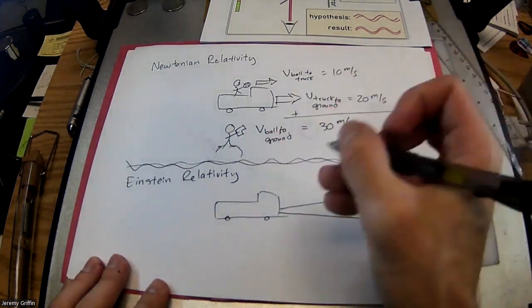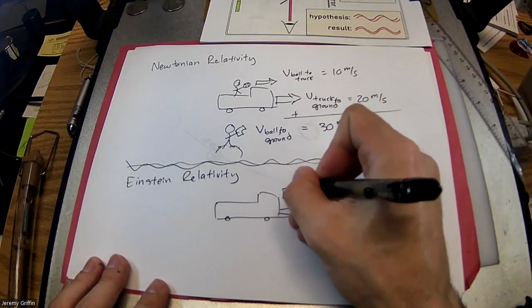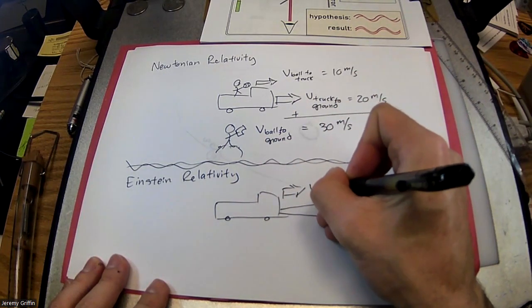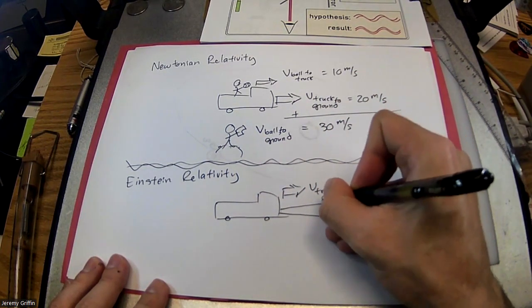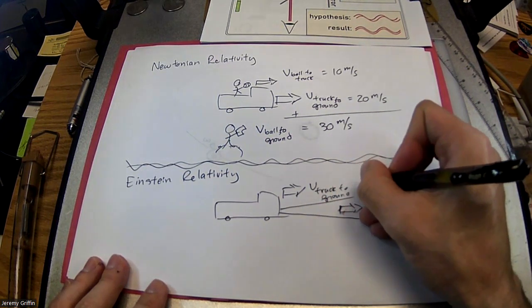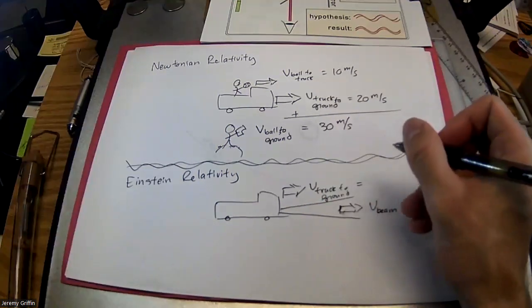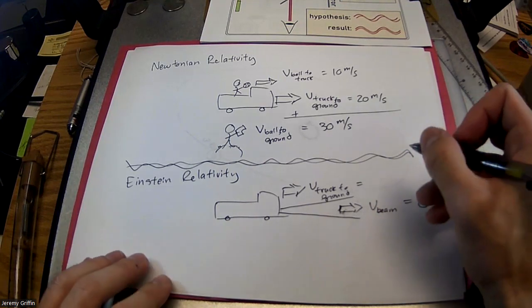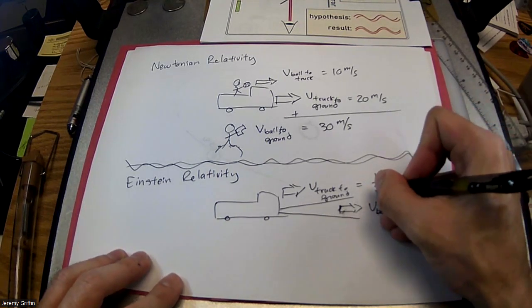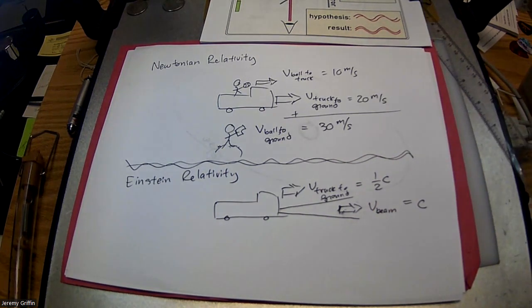And let's say the truck has some speed too. So the truck to ground, the speed of the truck. Now I'm going to make a ridiculous number, but just run with the premise. It's just a mathematical exercise. Let's say it's like half the speed of light, half C. You guys got that?